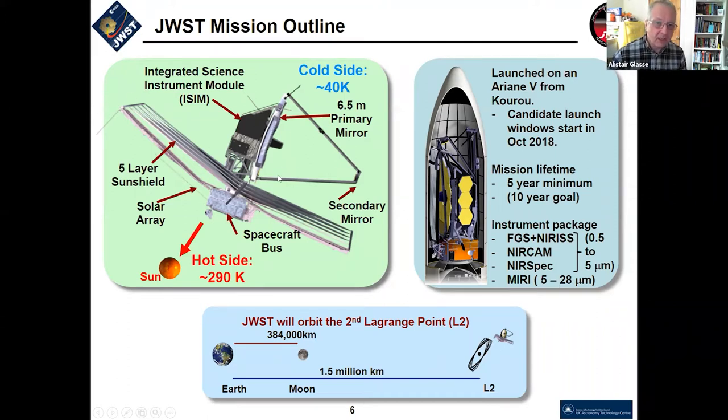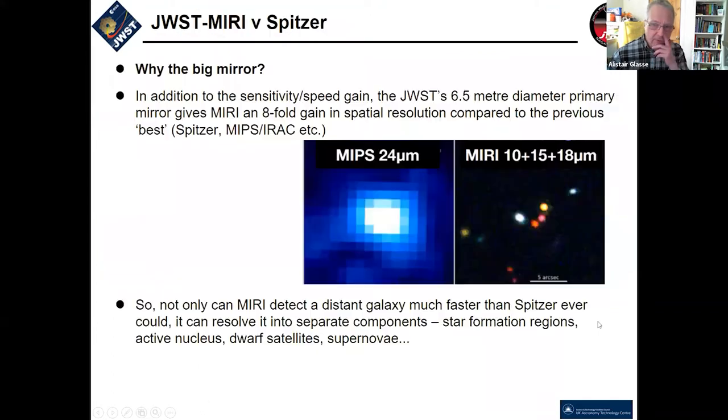I've explained the passive cooling already, so I won't go through that again. And we will be orbiting at L2 as well. You can get this stuff pretty well online. I think that covers those things.